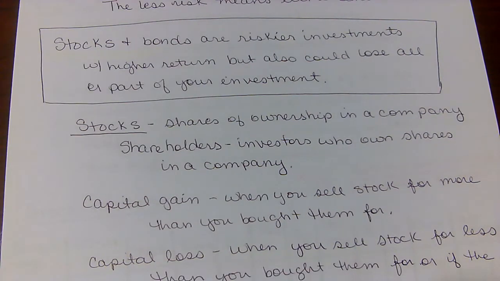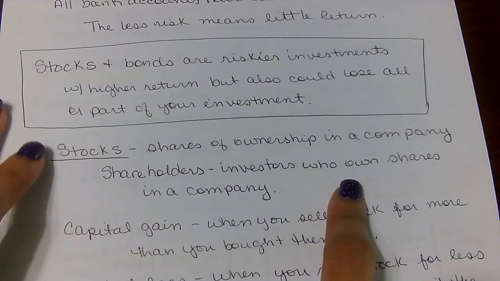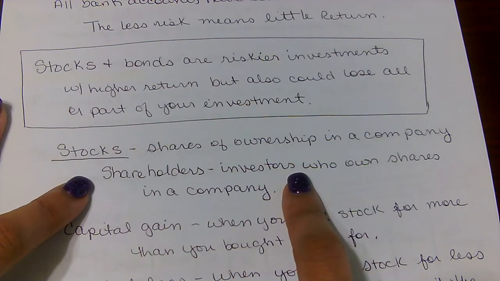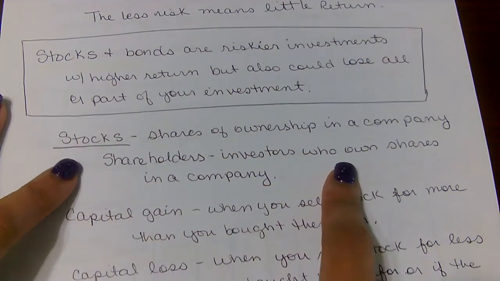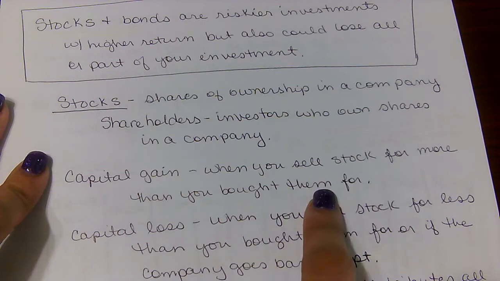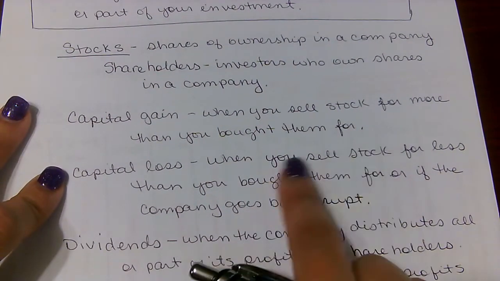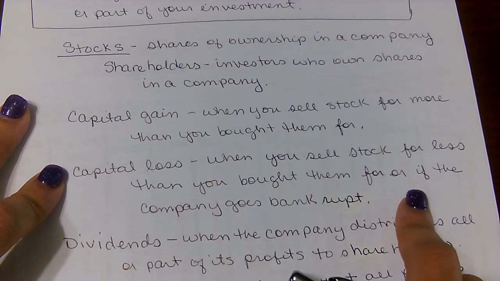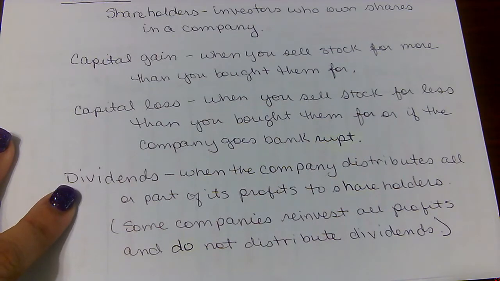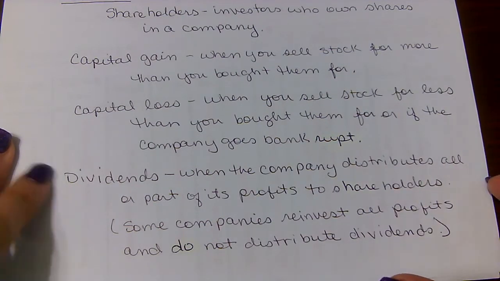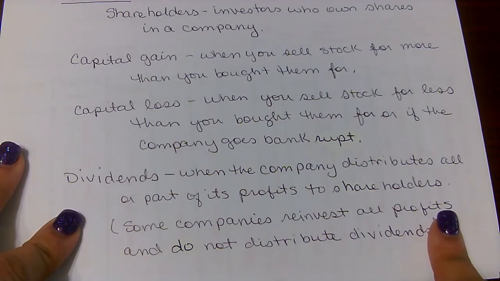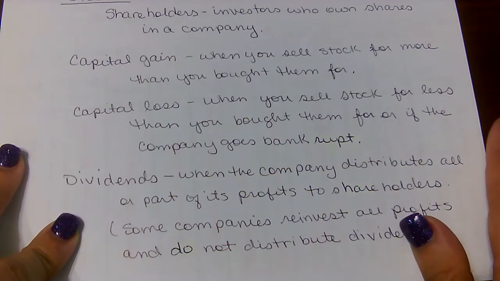Let's talk about stocks first. Stocks are shares of ownership of a company. Shareholders are the investors who own shares in a company. Capital gain is when you sell your stock for more than you bought them for. And a capital loss is when you sell stock for less than what you bought them for, or if the company goes bankrupt. Dividends is when your company distributes all or part of its profits to the shareholders. Some companies reinvest all of their profits and do not distribute the dividend.